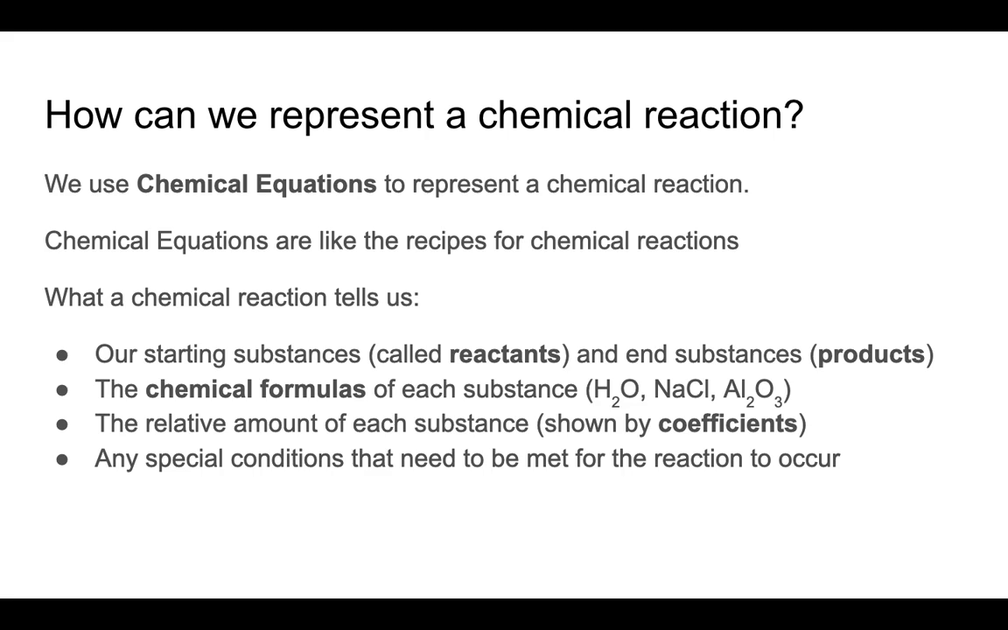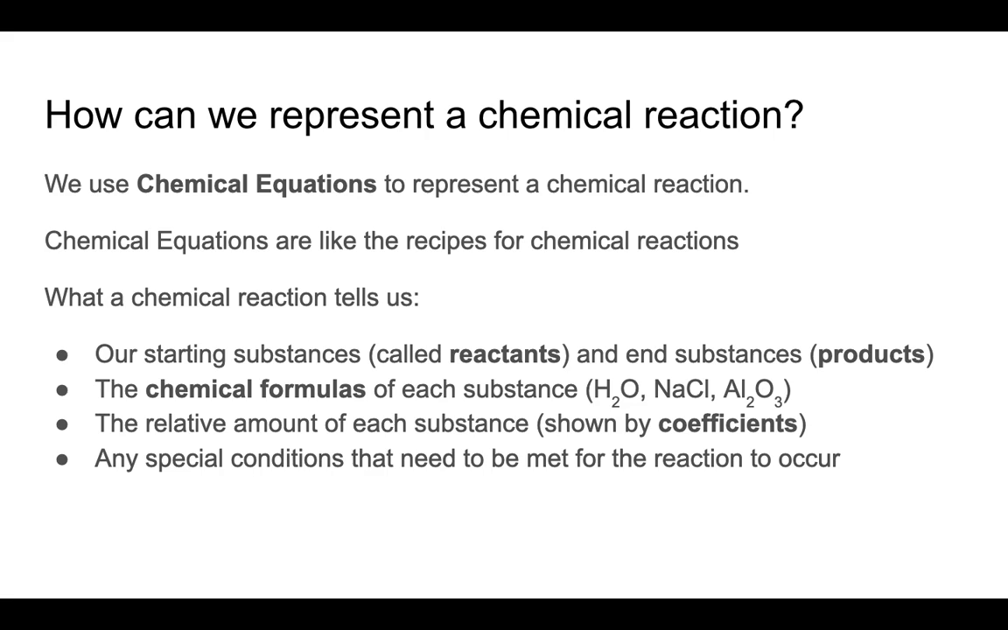So we have our starting substances, our original substances, our original atoms and molecules. Those are called our reactants. That's what we start with. And our end substances, what we end up with, are our products. So everything on the left side is a reactant. Everything to the right is a product. The equation's also going to tell us the chemical formulas for each substance.